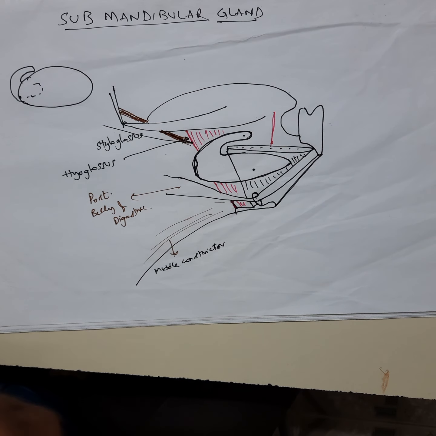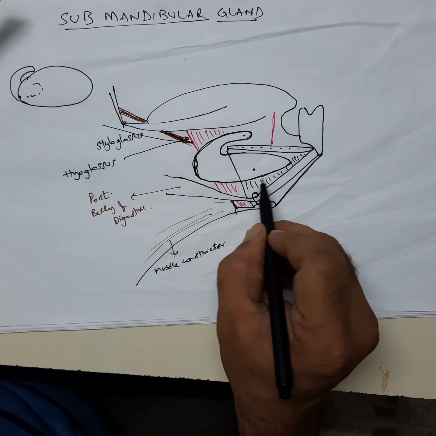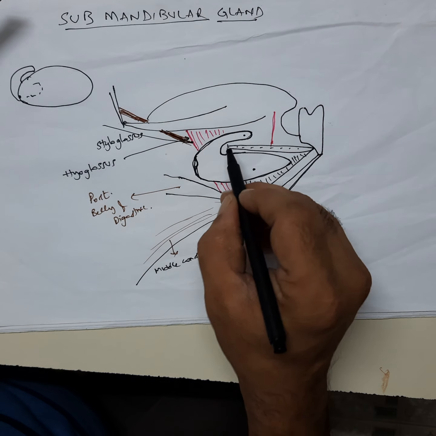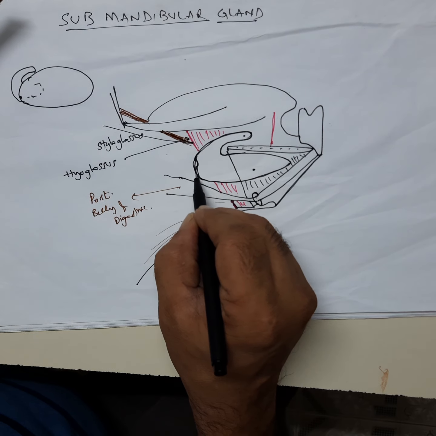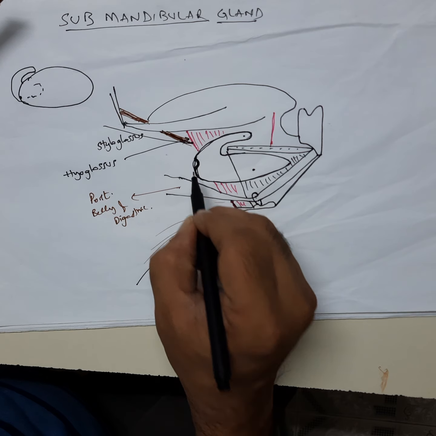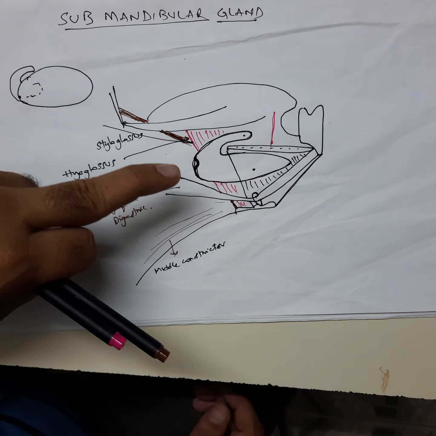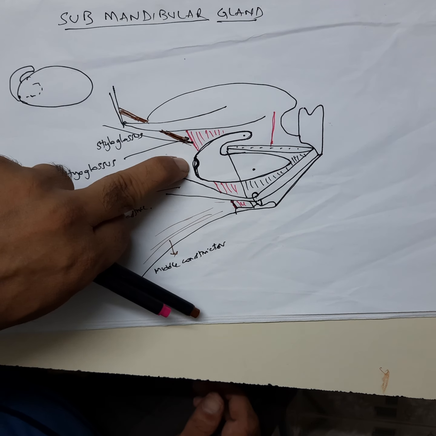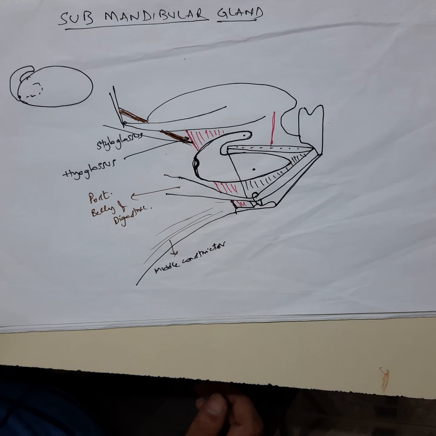Now, you can see the superficial part of this gland is large and the deep part is very small. The posterior border is grooved here. It forms a groove to allow the facial artery to climb over it. How it is going there, we will see a little bit later.